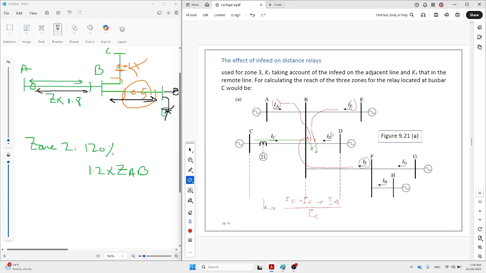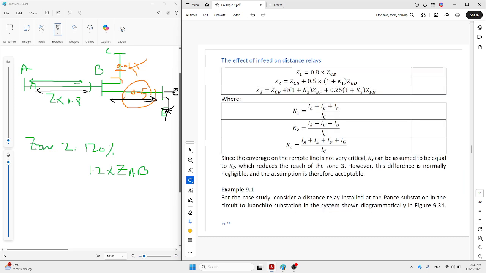At this point, we do not need to consider ID. Why? Because the way is on the other side. Also, IG and IH add up to each other and make IF, so there is no need to consider them. IF is the assumption of that one.